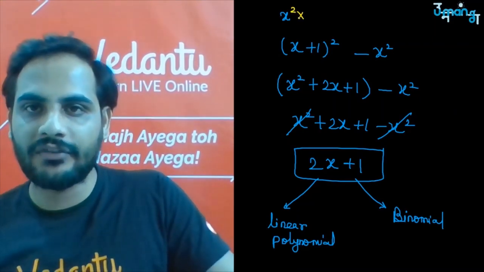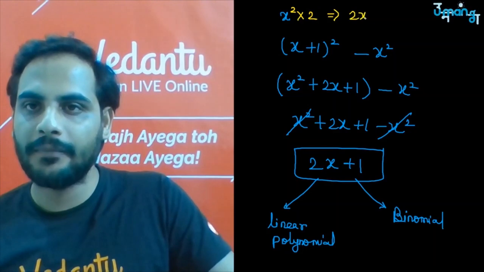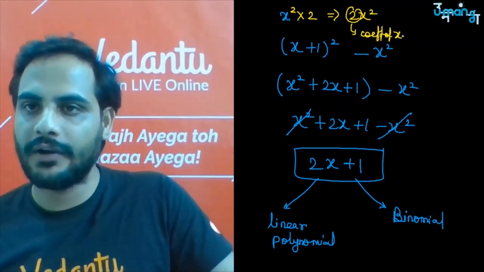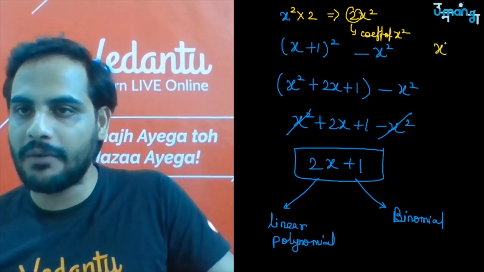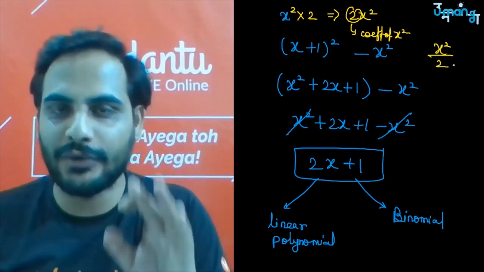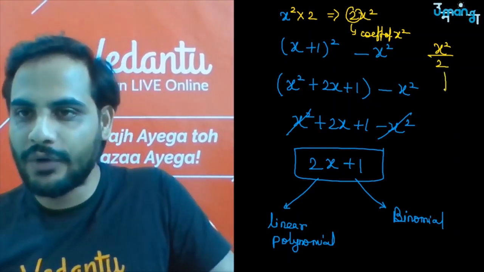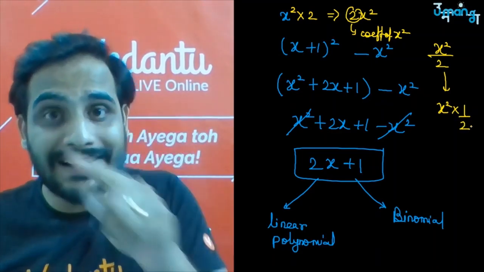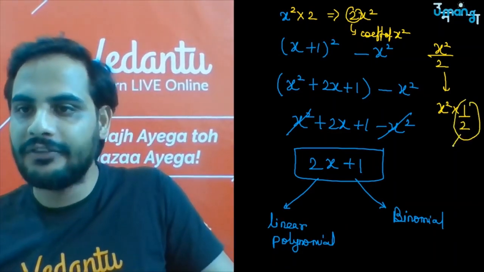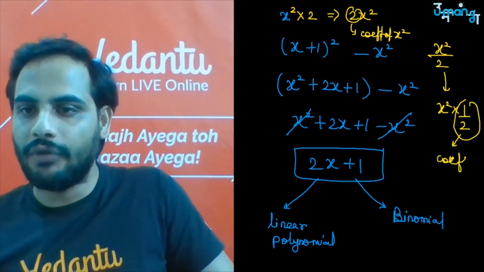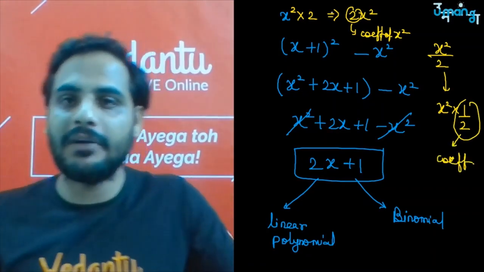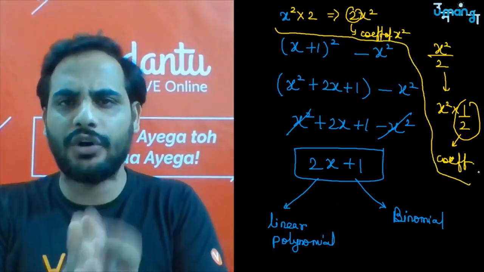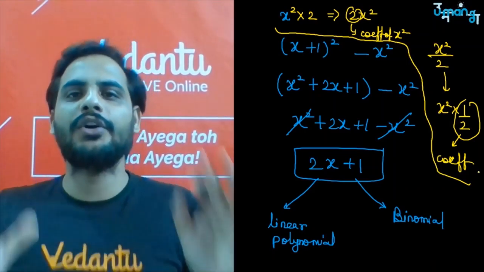If I am multiplying x square with 2, which is 2x square, I will say 2 is the coefficient of x square. Similarly, suppose I have x square by 2. Many students will say 2 is the coefficient. No, x square by 2 will be written as x square into half, and I have told you whatever you are multiplying with the variable, so half will be your coefficient. Whatever you are multiplying with the variable will be called your coefficient. Okay, beta? So this is just the basic theory, the basics of your topic polynomials.